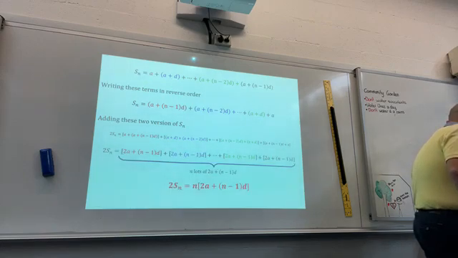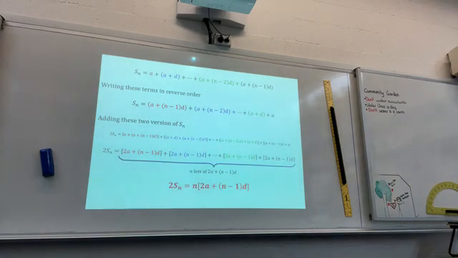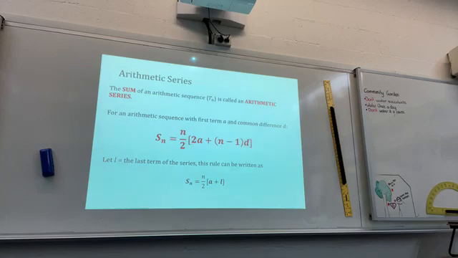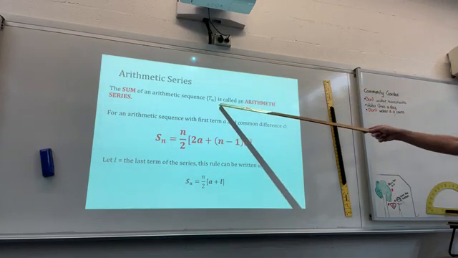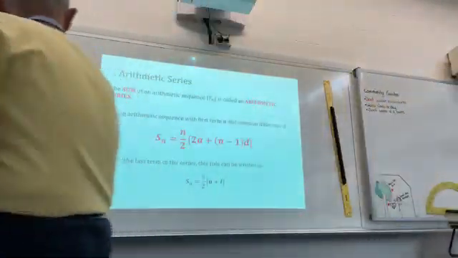So this is the way of how we could actually generalize. It's really interesting in terms of maths, how you rearrange things, how you add things or multiply things, and you can work out 2Sn equals n times 2a plus n minus 1 d. Therefore, the equation you need to know is Sn equals n over 2 into 2a plus n minus 1 times d. And this is the sum of an arithmetic sequence, Tn, called an arithmetic series.